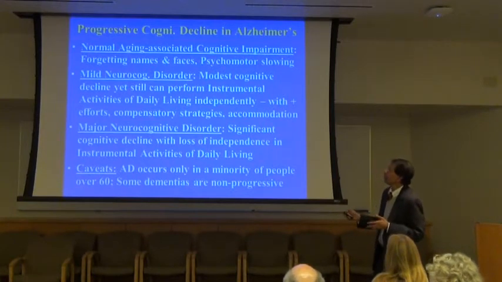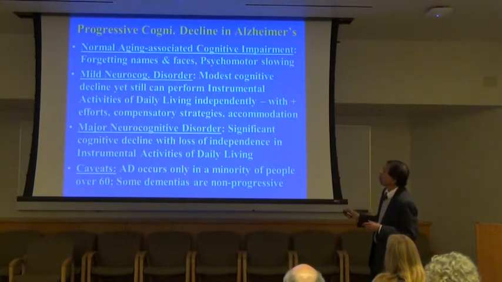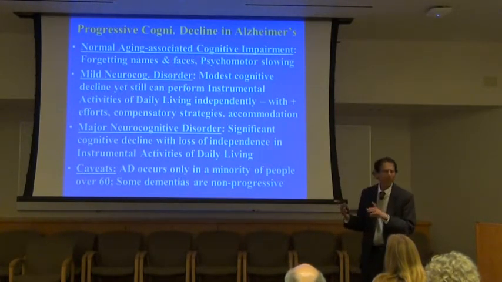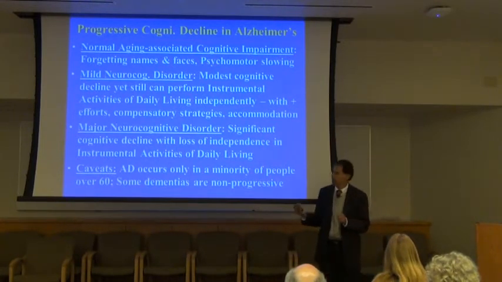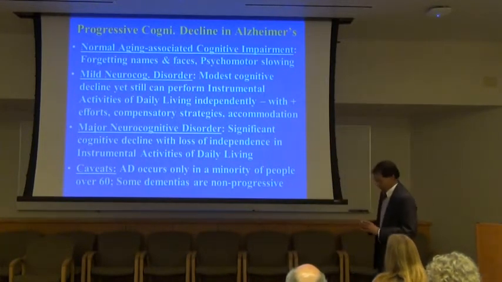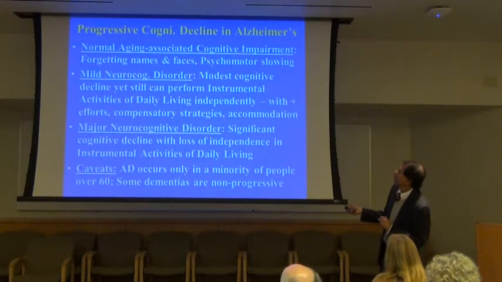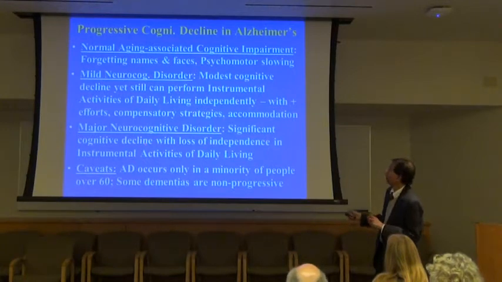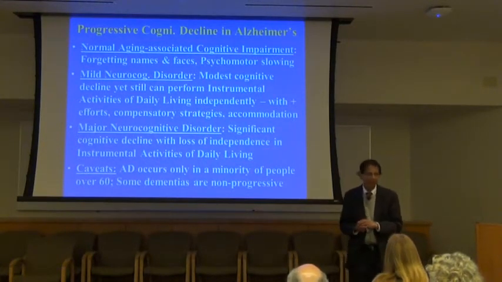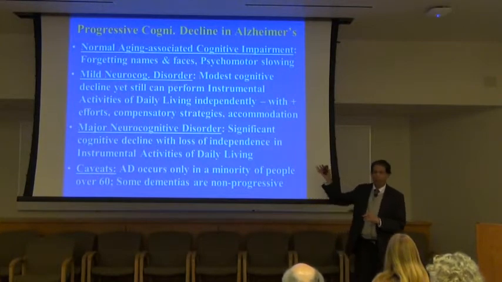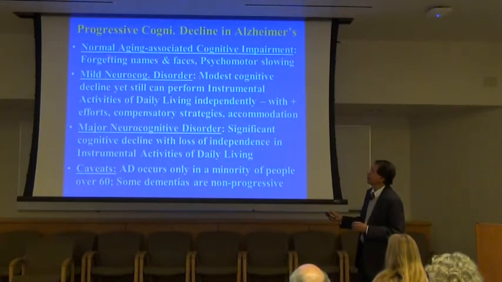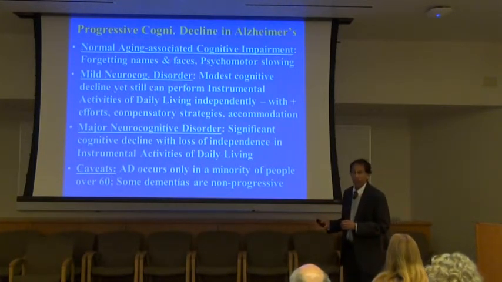Then comes the stage of mild neurocognitive disorder, in which there is modest cognitive decline. And yet one can still perform the instrumental activities of daily living, and these include things like managing medications, making phone calls, etc. And then comes the third stage, in which there is a significant cognitive decline with loss of independence in these instrumental activities of daily living. So this is a very nice progression, and that means that if we can identify these people at this stage, then we might be able to prevent it.